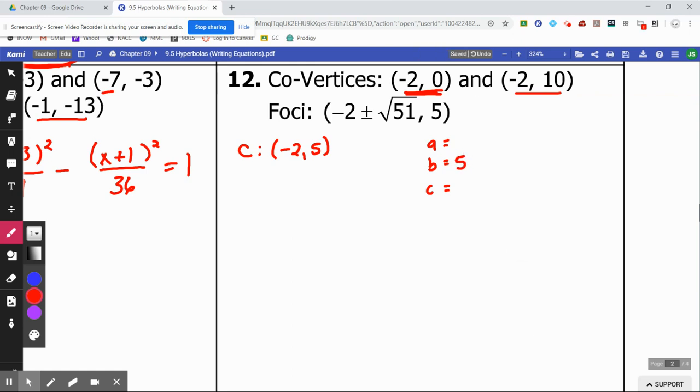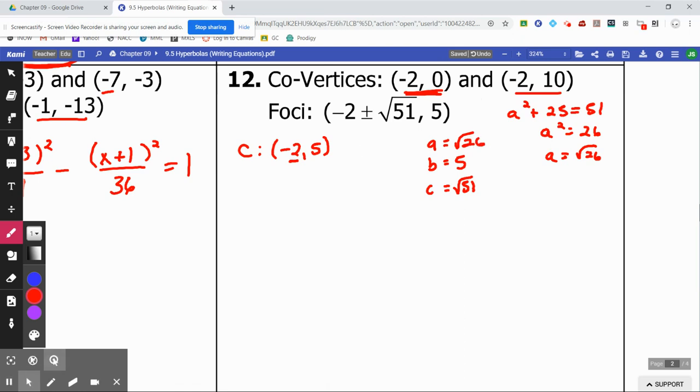The c value, notice what they've done. They took your -2 and they added root 51 and they subtracted root 51. So therefore, it would be root 51 away. When you add root 51 to -2 or you subtract it, that tells you what the distance was. A squared plus b squared equals c squared. When you square a square root, it gets rid of the square root. Subtract 25 gives you a squared is 36, or actually 26, excuse me. So therefore, a is going to be the square root of 26.